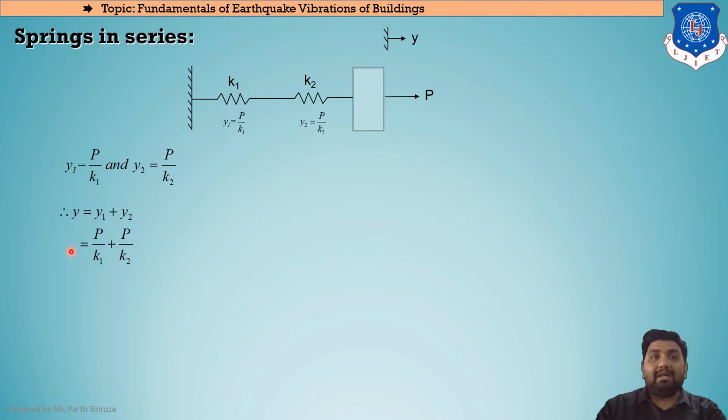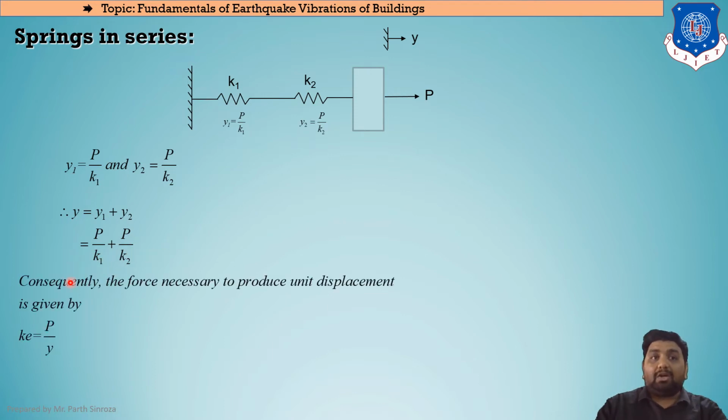So summing it comes out to be P upon K1 plus P upon K2. Now consequently the force necessary to produce unit displacement is given by K equal to P upon Y. This is the generalized equation. Wherever we need to find is Y, what will we do, we'll be summing this portion, that is we'll be finding the equivalency portion.